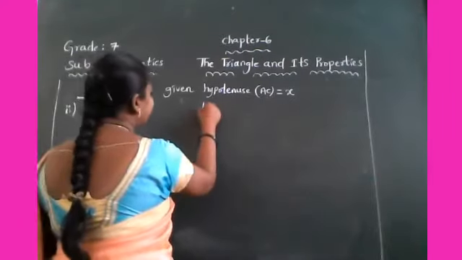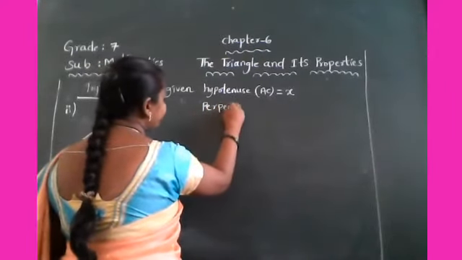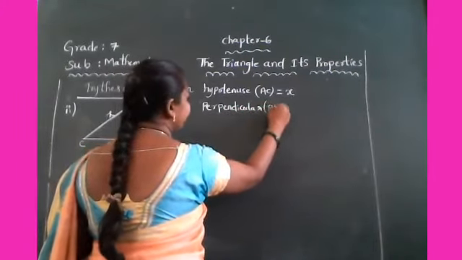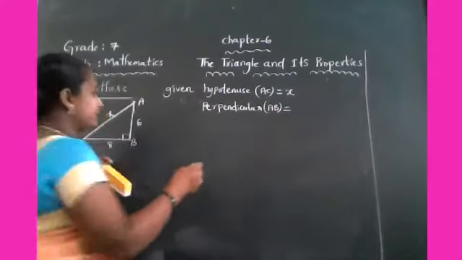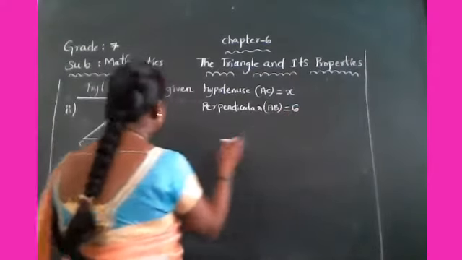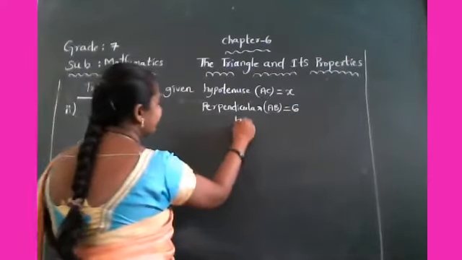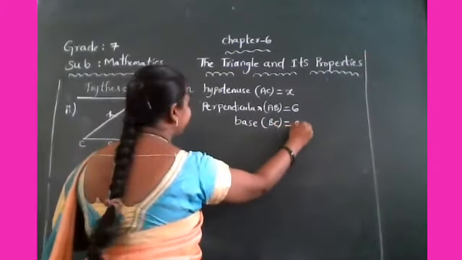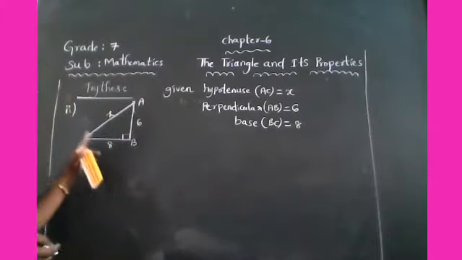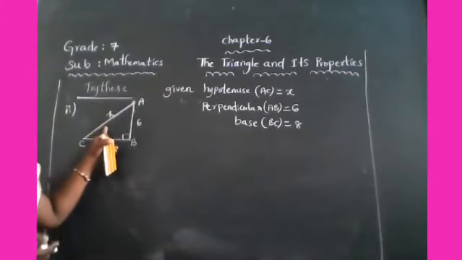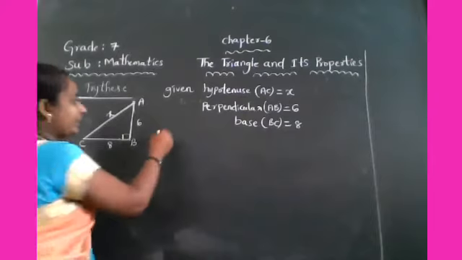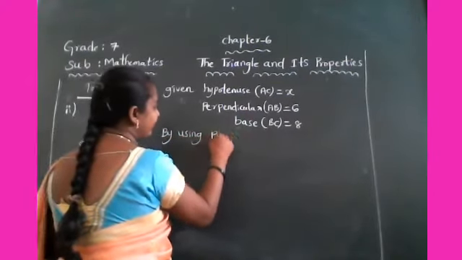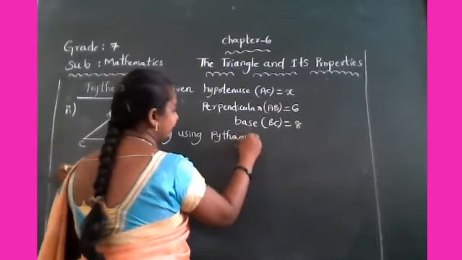Listen carefully. Here perpendicular. Which is perpendicular? AB. AB side is perpendicular to BC. So here AB is 6. And what is the base here? Base, that is BC, 8. Okay. So is it possible to find the x value? Yes, it is possible by using Pythagoras theorem.